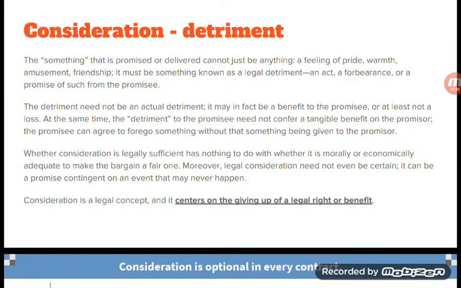Consideration requires detriment. There must actually be a detriment that occurs to both parties. They must be giving up a legal right or benefit. A good example here, one that law school professors love to use to trip people up, is one person promises to give another person $50 if the other person promises to do something or to stop doing something that is illegal.